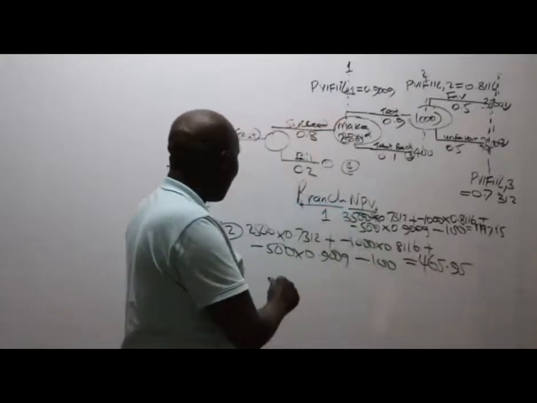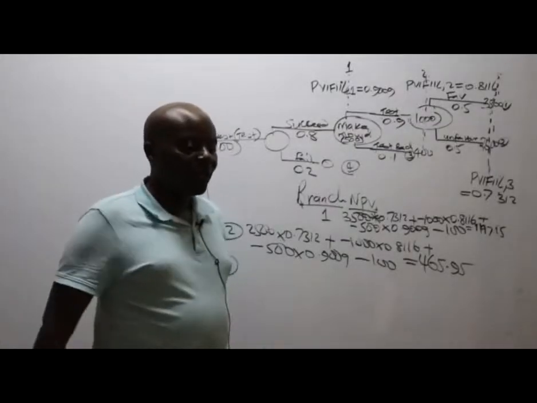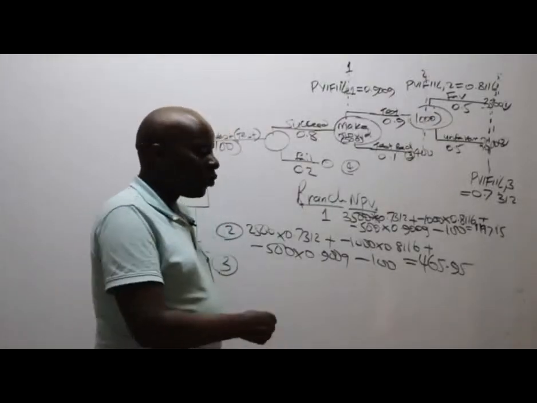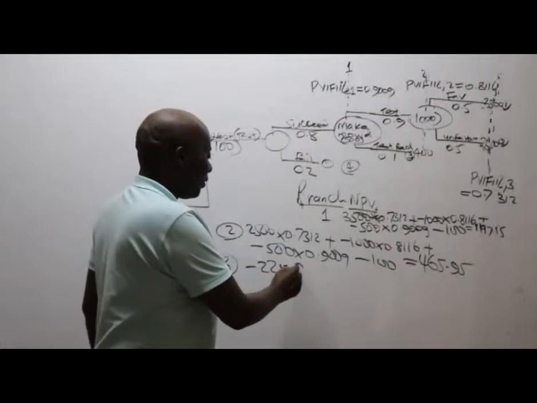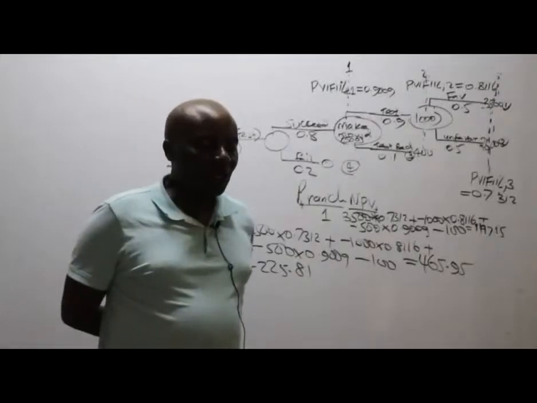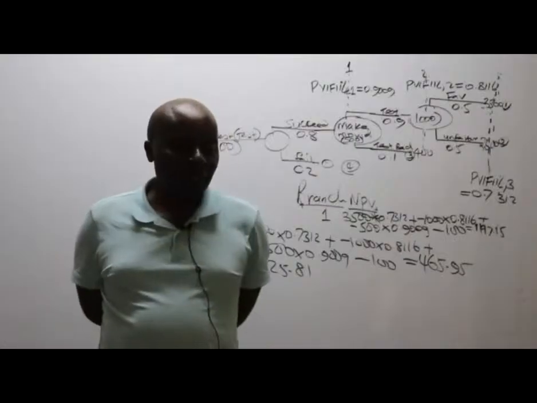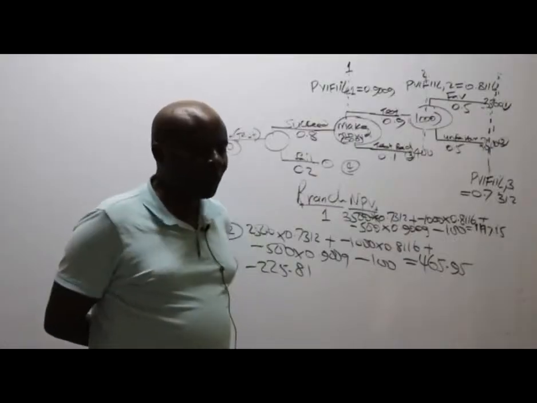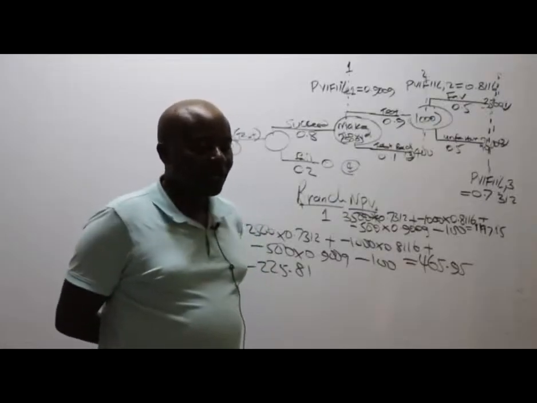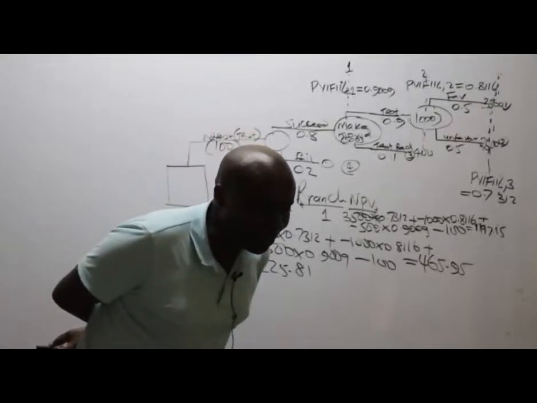465.95. Could you kindly now go to branch number 3 and give us a figure. The third branch, I'm being given a figure of minus 225.81. Is there somebody else who is able to get that figure, minus 225.81? Yes, I can see so many of them are getting this figure. Lucy is not getting. How did you reach that?